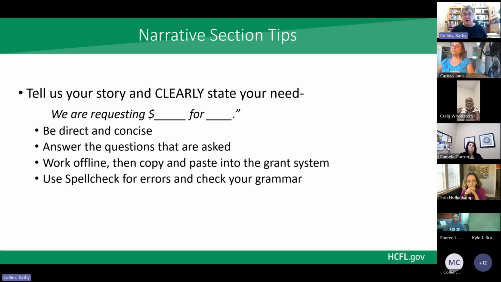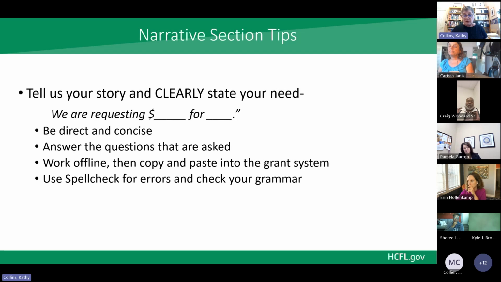Again, as I said, tell your story, but clearly state what you need. What are you asking for? Be direct. Just because it says you have 2,000 characters in a prompt, you don't have to fill all of it in if you can answer the question. If you need all the characters, then use them. But don't add a lot of extra stuff just to try to fill up the space.